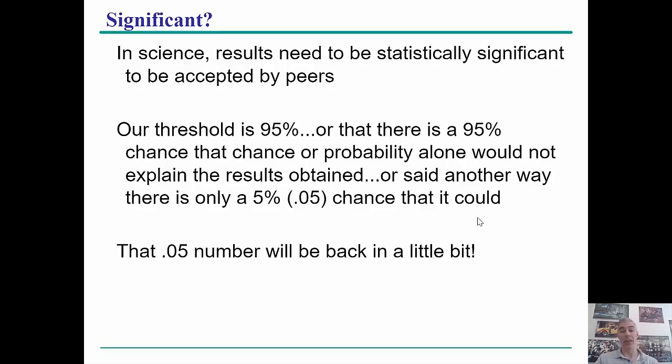Obviously, the lower that value is, the better. If there's a 1% chance that randomness can explain it, that's even better. If there's a 1 in 1,000, a 0.001 chance that randomness can explain it, it's even better. So our goal is to try to get that p-value as low as we can to be different. Now, again, we want to just collect the data to determine if there's a difference.